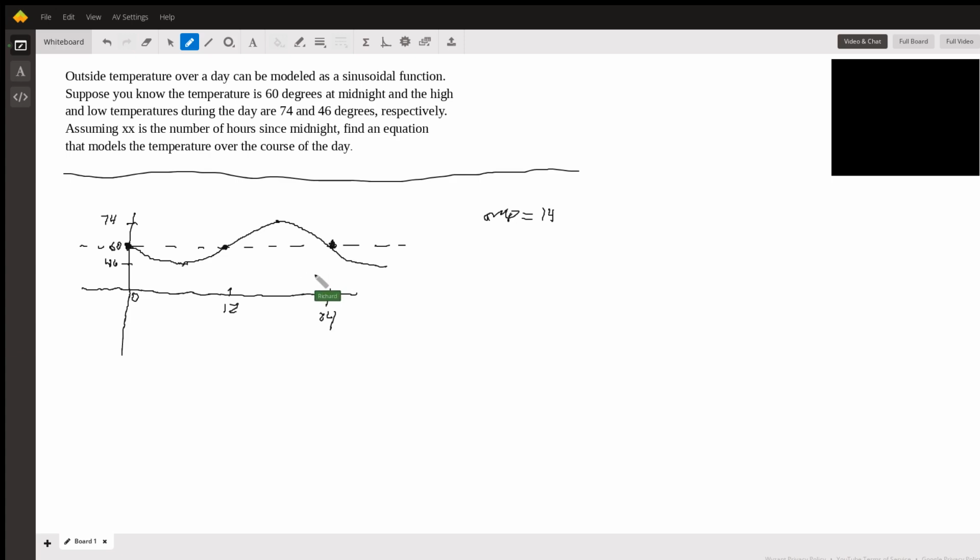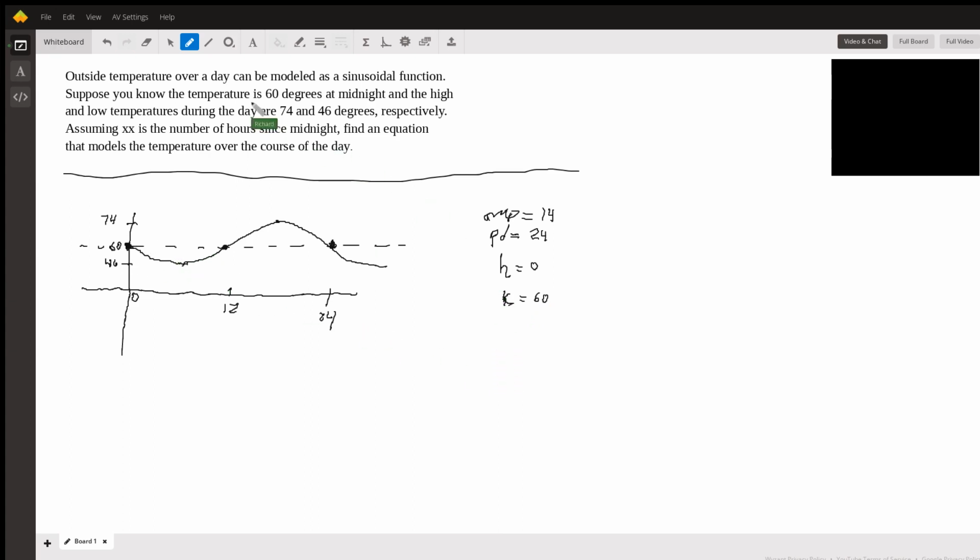And so now we can fill in all the other things. So our period is going to be from 0 to 24. So we have amplitude and period. We don't have a horizontal shift because we're starting at the midline. And the vertical shift is up 60. And it's going to be a negative sine.